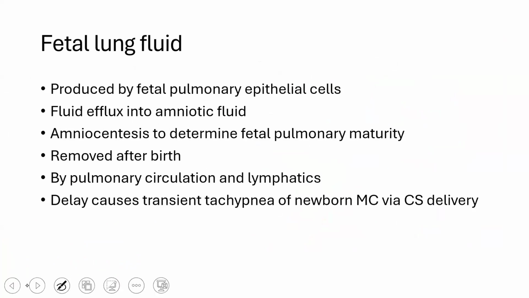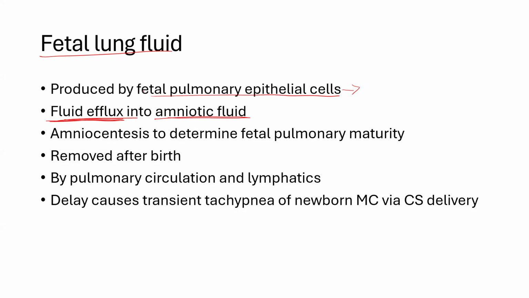Now, during development, our lungs are not filled with air. They are filled with a fluid known as fetal lung fluid, and it is produced by the fetal pulmonary epithelial cells, those pneumocytes. Now, this fluid is at a higher pressure compared to the amniotic fluid. So if the fluid in the lungs is at a higher pressure compared to the amniotic fluid, there will be fluid efflux. Fluid will be regurgitated from the lungs. Because fluid is coming from the lungs into the amniotic fluid, and remember, part of this fetal lung fluid includes surfactant.